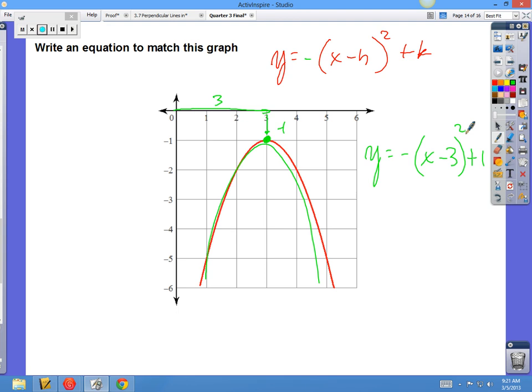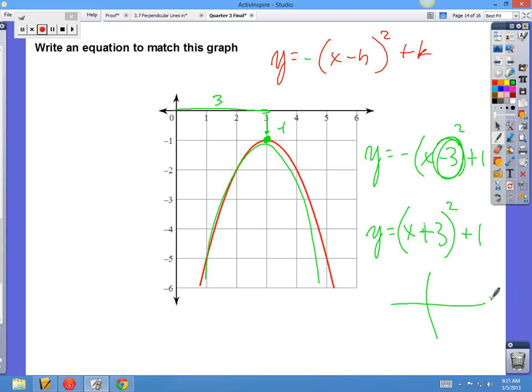The number inside the parentheses, this guy right here, tells you to move it left or right. If it's negative, you go to the right. So if it would have been like y equals x plus 3, and make sure you got this in your notes. If it would have been plus 3, so the difference would be this guy right here.